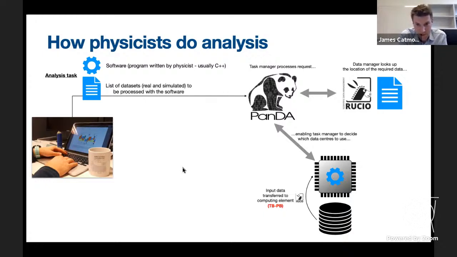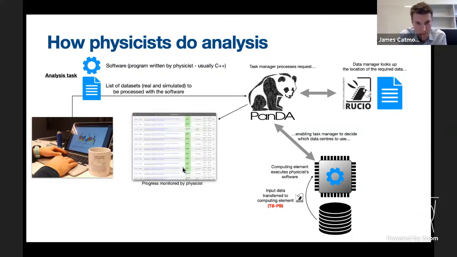So the first thing that happens at these data centers, once the work has been dispatched to them by this task manager, is the input data which is needed is transferred from the disks of the site of the data center to the computing elements. And the computing elements, the processors, then work on that program that the physicist has written and start to run through all the files. The physicist can monitor the progress, again, using Panda. They can just go on a web page and they can see the progress that their jobs are making as the data centers chew through their analysis.